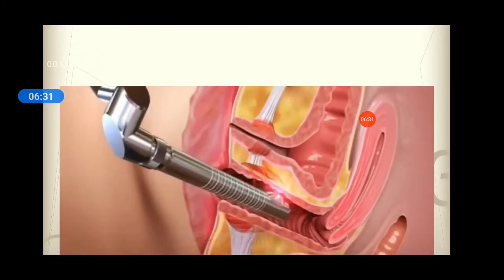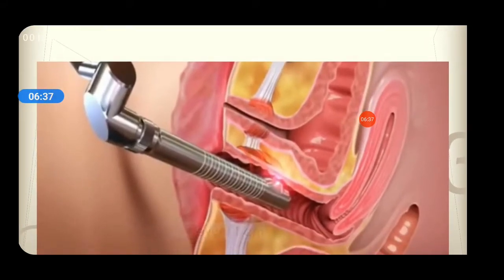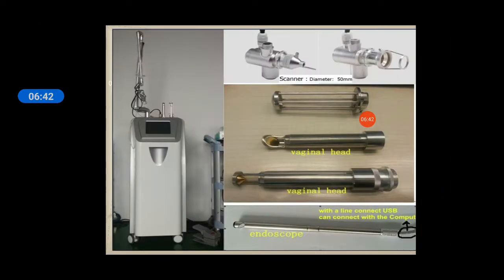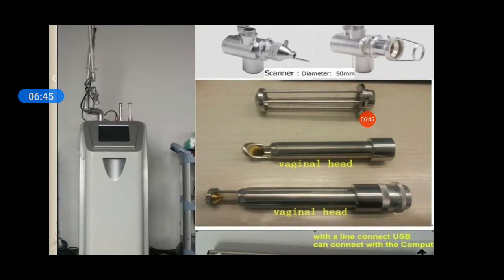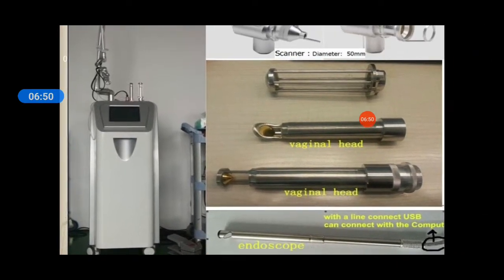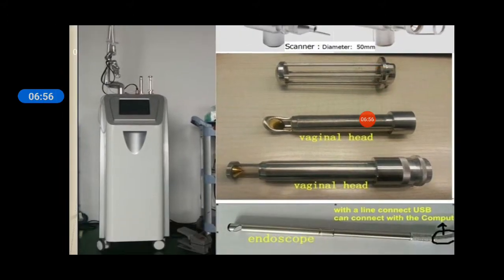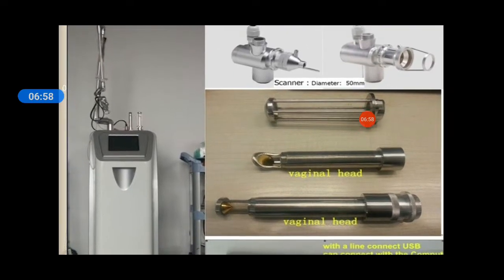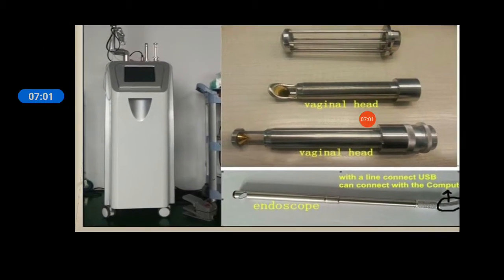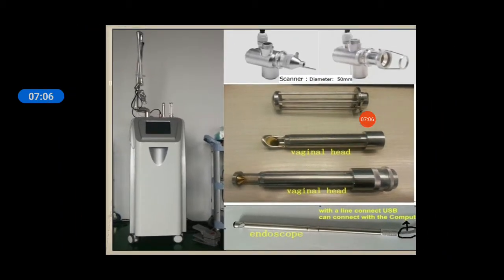You can see in the diagram, this is the laser beam, and how the laser beam is passed through the vagina and through the cervix. It is for performing procedures in the cervix, where you are using the laser beam. This is the instrument used with the help of an endoscope. You can see different types of heads we are using, like the vaginal head, and these different types of probes are connected to the laser machine. Here is a laser machine, it has a scanner also, and the endoscope is connected with this. So we can first pass the endoscope, then later we can use the laser.